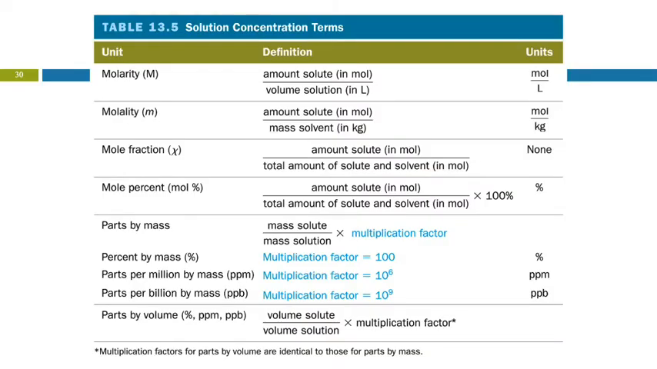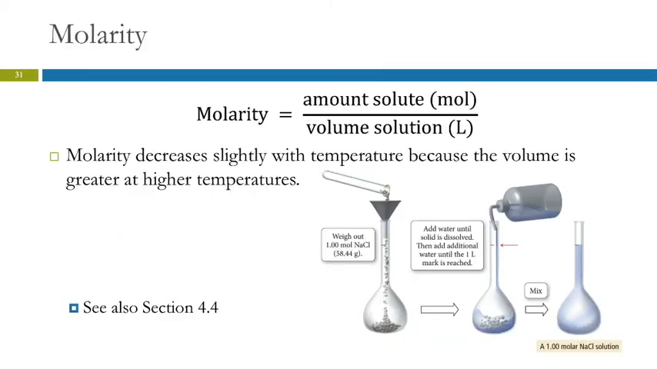So these are some of the concentration terms available to use for solutions, and we're going to look at each of them. We've already learned about molarity. Molarity, again, is moles per liter. There's also molality, mole fraction, mole percent, parts by mass. We've looked at percent. We can also have parts by volume. So this table is a nice reference as you do some homework and studying.